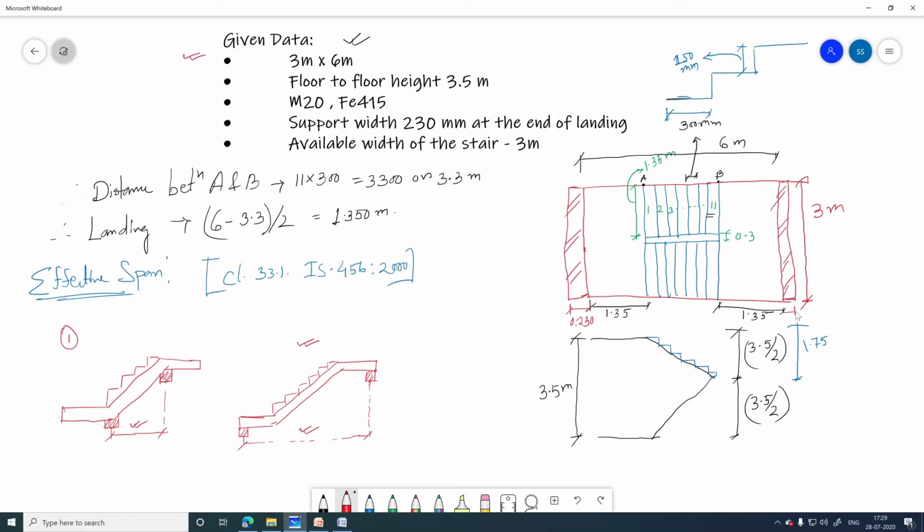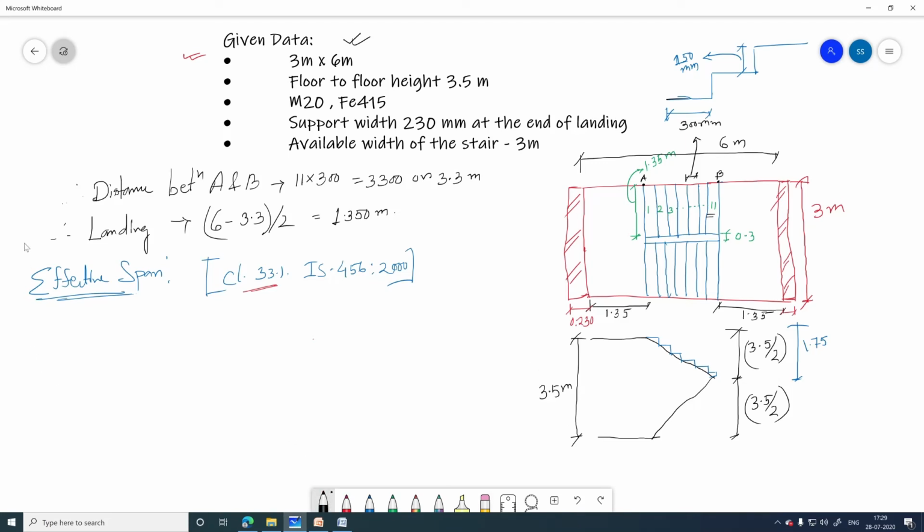Here it is also the same thing, that is 0.230. Okay. So, in this way you can determine the effective span from clause number 33.1. Okay. So, let us remove this. So, what will be the value of the effective span for our case?